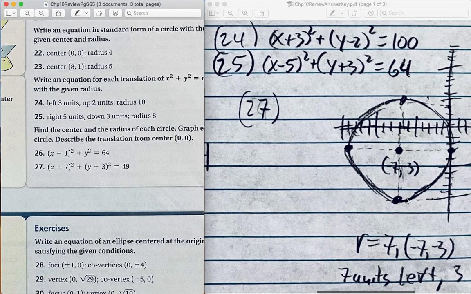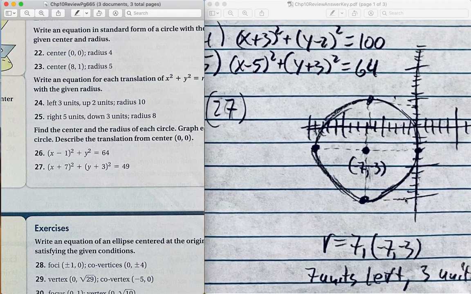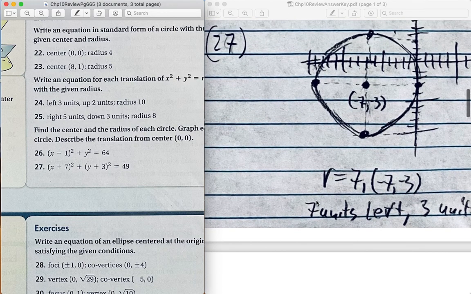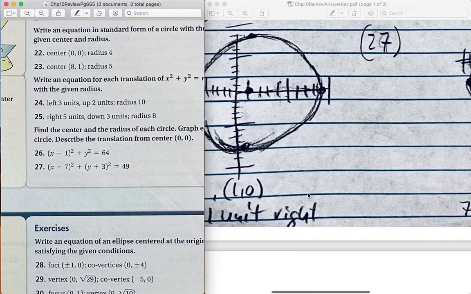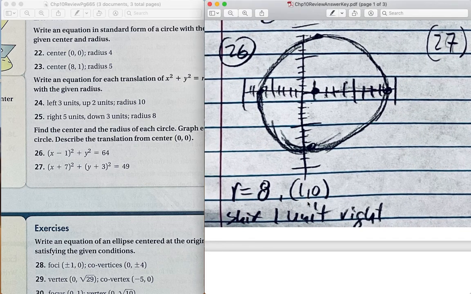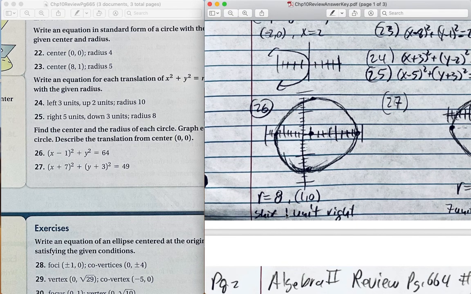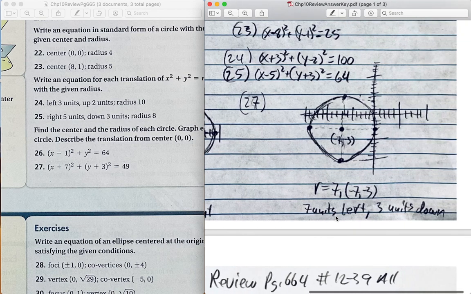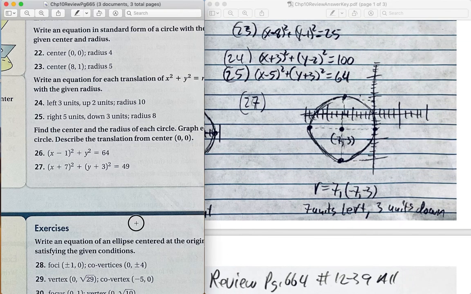For 27, it says it's 7 units to the left and 3 units down, and the square root of 49 is 7, so 7 to the right, 7 up, 7 to the left, 7 down. Okay. Then here it says 1 unit to the right, 7 units to the left, 3 units down.